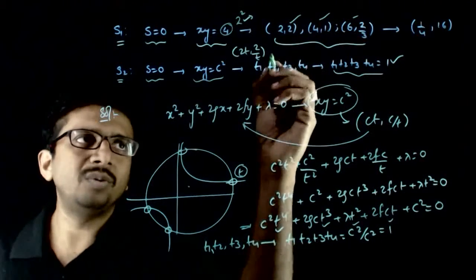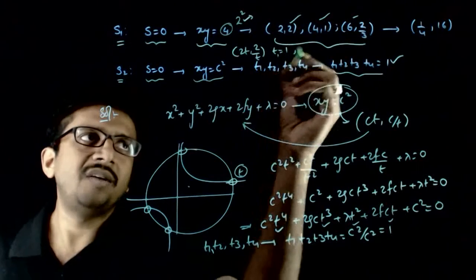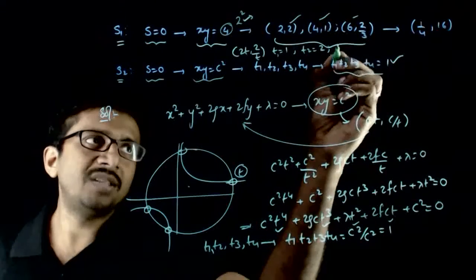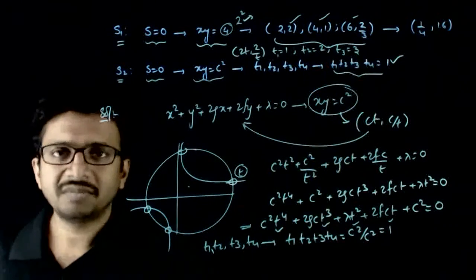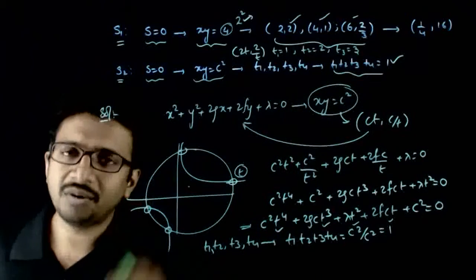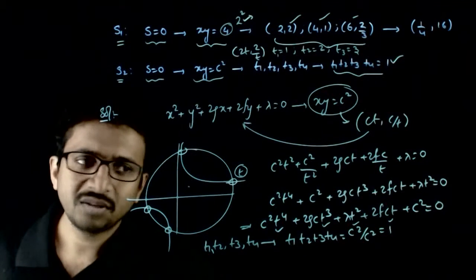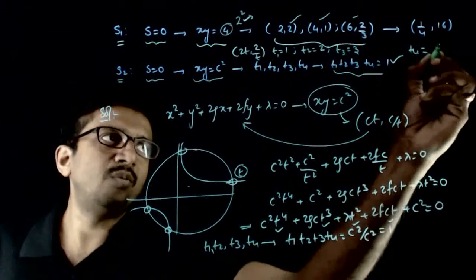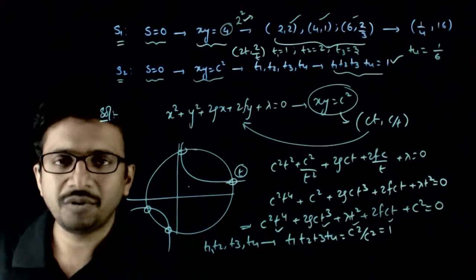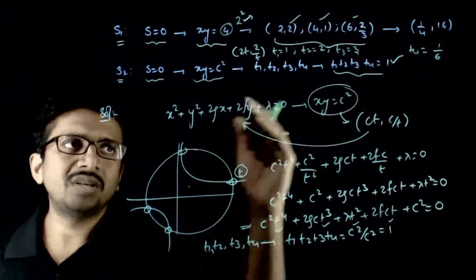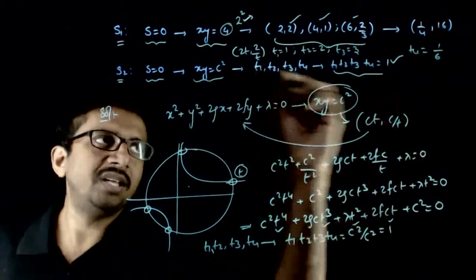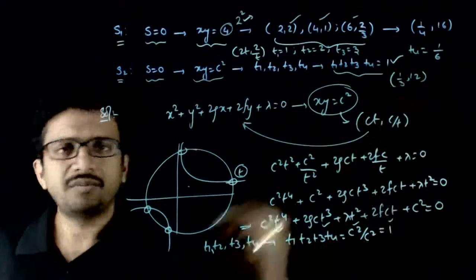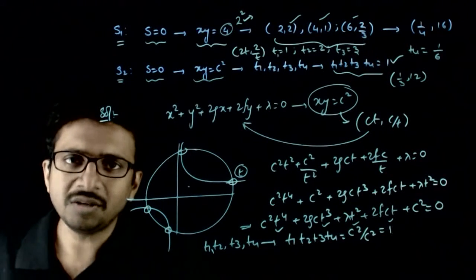So if you take 2 comma 2, the parameter is equal to 1. If you take 4 comma 1, the parameter is equal to 2. If you take 6 comma 2 by 3, the parameter is equal to 3. Now if t1, t2, t3 are known, how do you find t4? The product of all the parameters has to be equal to 1, hence t4 should be equal to 1 by 6. So what is the corresponding point? 2t, that is 1 by 3, comma 2 by 1 by 6, which is 12. So the 4th point has to be 1 by 3, comma 12.